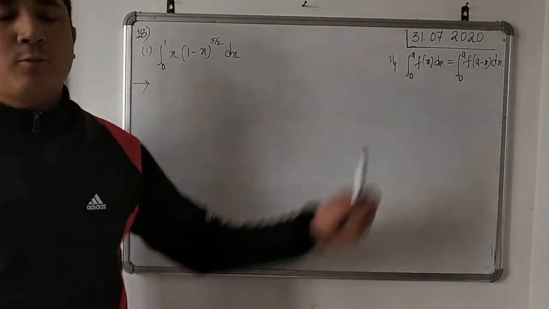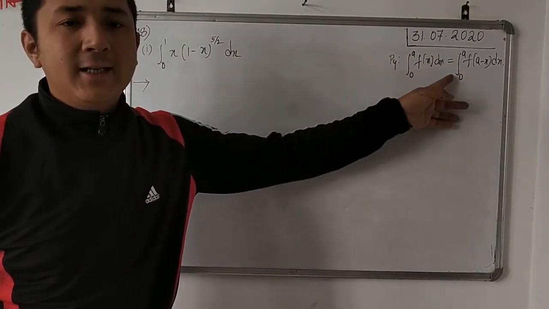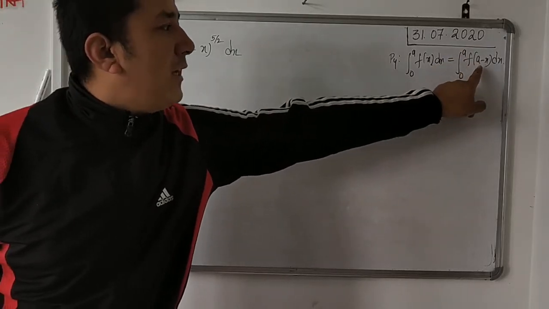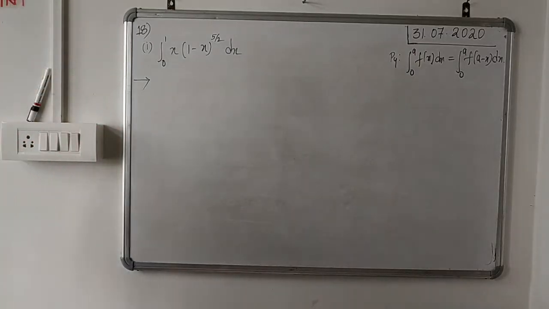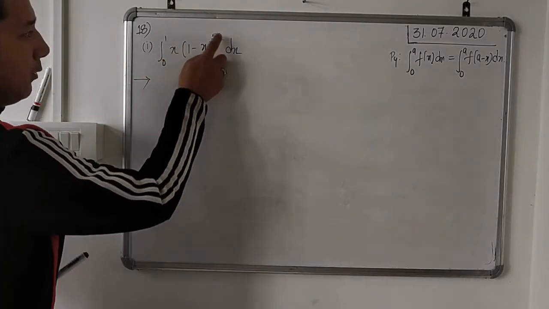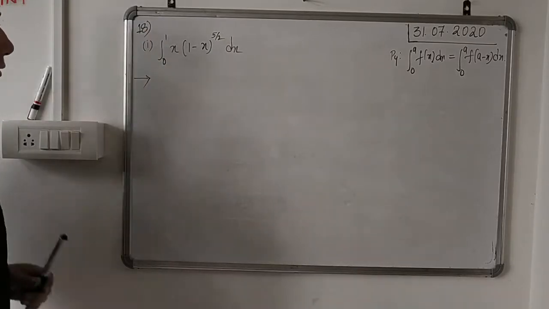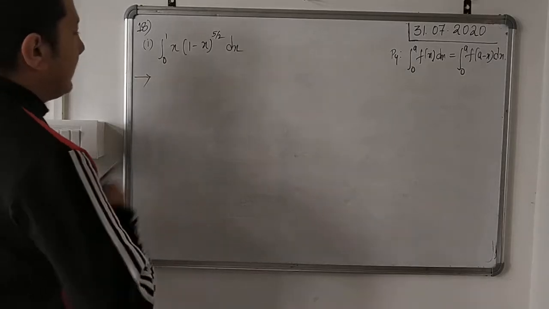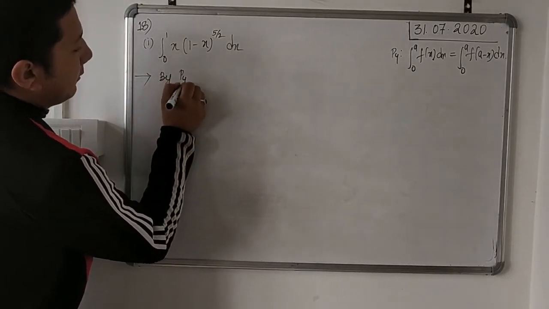Yesterday we started with property 4. Property 4: integral from 0 to a of f(x) dx, limits remain the same, 0 to a, but the argument will be f(a minus x). Sorry, the value for x will be upper limit minus x. So you can see out here, this whole function is my f(x). The limit is from 0 to 1, so hence I can use my property 4 out here. Let's see what we get by property 4.